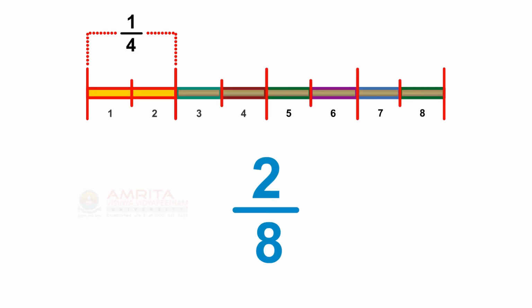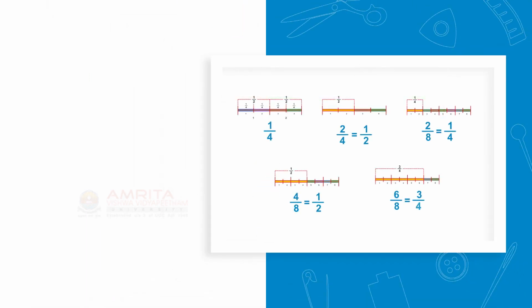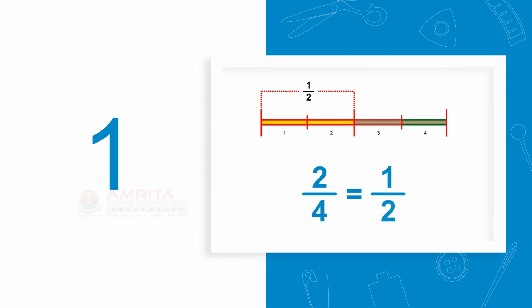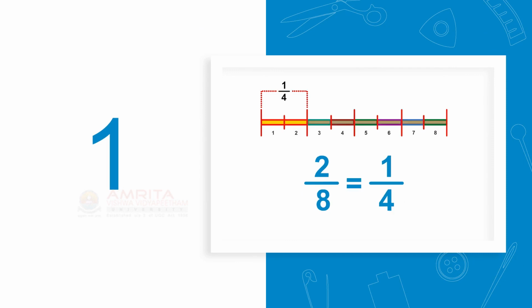In this session, we have learned how to read and represent fractions for 2 or more parts when an object is divided into 8 equal parts. Before we conclude, let's take a look at the key points. Half of half is equal to 1 by 4. 2 by 4 is equal to half. 2 by 8 is equal to 1 by 4. 4 by 8 is equal to half. 6 by 8 is equal to 3 by 4.